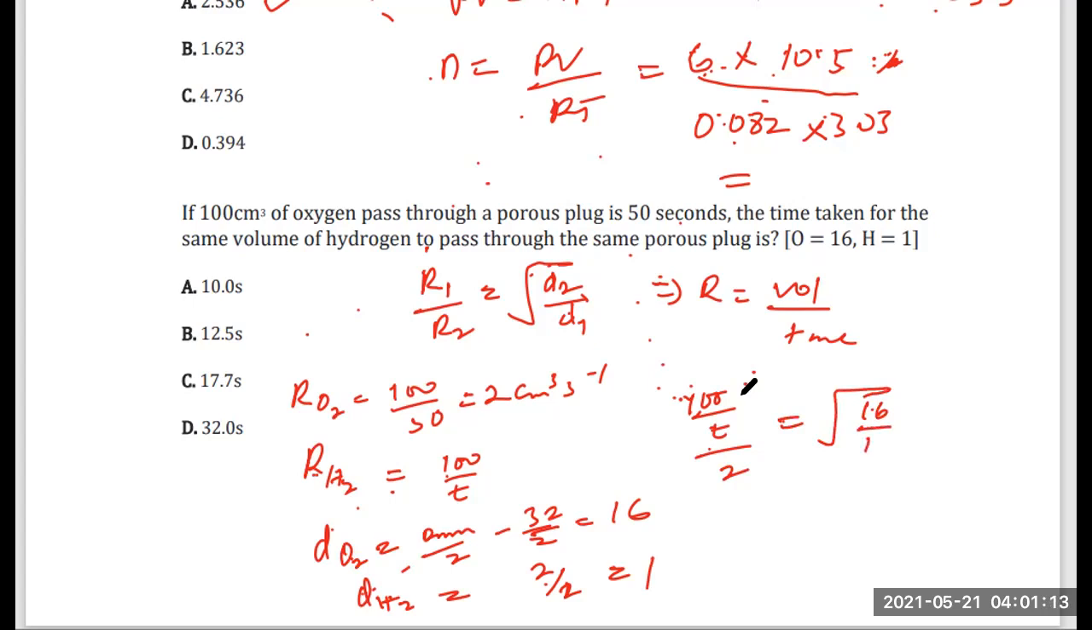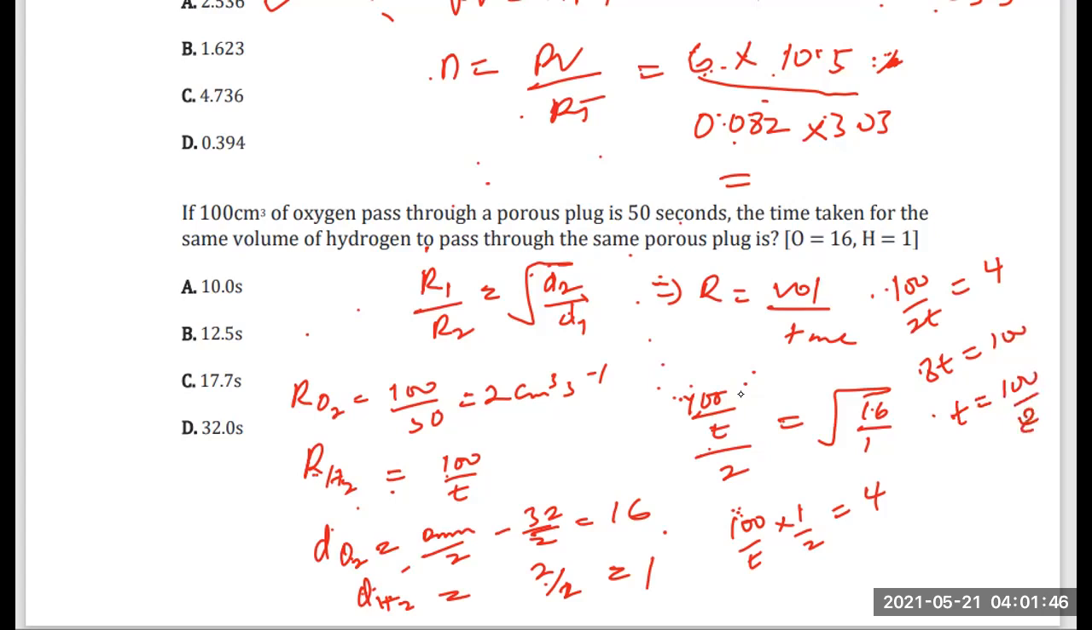So I now have 100 over T, times 1 over 2, everything equals 4. If I solve this, 100 over 2T equals 4. So 8T equals 100, and T equals 100 over 8. If you do 100 over 8, that should give you 12.5.